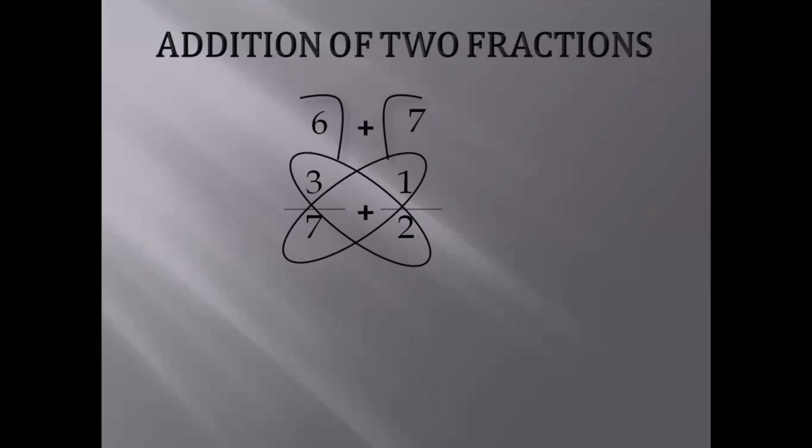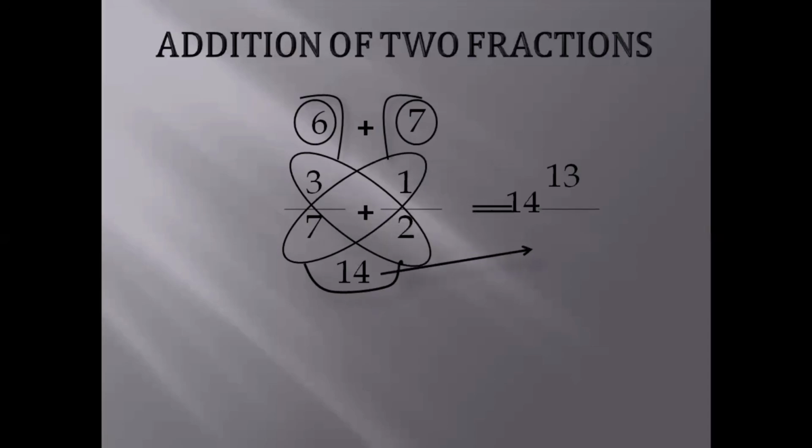Now the denominator part 7 and 2 should multiply. 2 7s are 14. Now we have the upper numbers, 6 plus 7. 6 plus 7 is 13. 13 over 14, this 14 should be taken as denominator. Then 13 over 14 is the final answer.